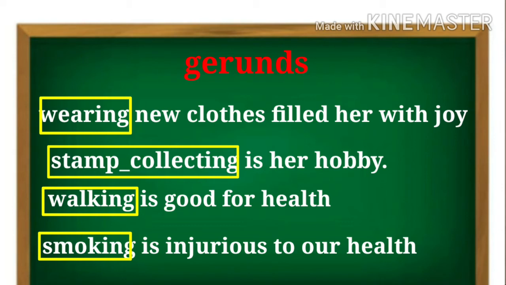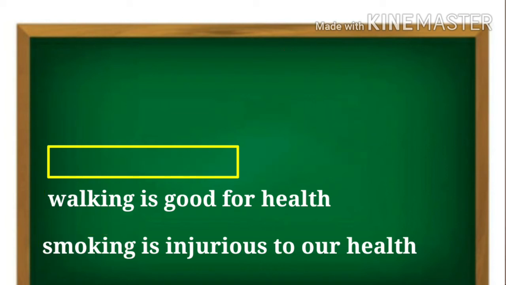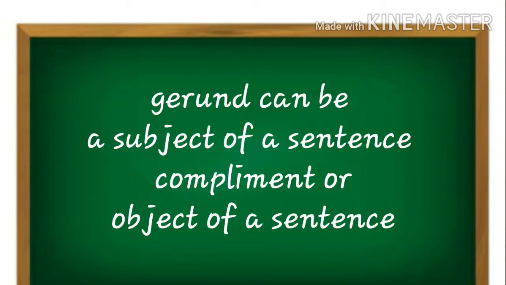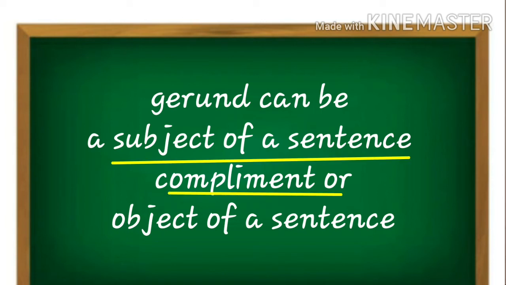In these sentences, the sentence begins with a verb form, right? It's a non-finite verb form, or we can say a present participle because it has the ing form added, right? So those are called gerunds. As you have seen in the previous sentences, a gerund can be the subject of a sentence, and can be a complement, and can be the object of a sentence.